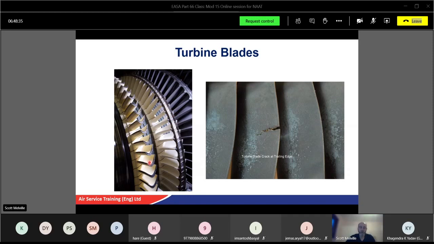Okay, so these are obviously brand new. They'll never be that colour when you see them. They'll be more like this. But we've found a crack. Now, that is only going to go one way. It's going to get worse. So that would be an engine rejection. There's no way you can fix that. You wouldn't even monitor that. If you found that in a blade, that's an instant rejection. If somebody said to you, it'll be okay, no.